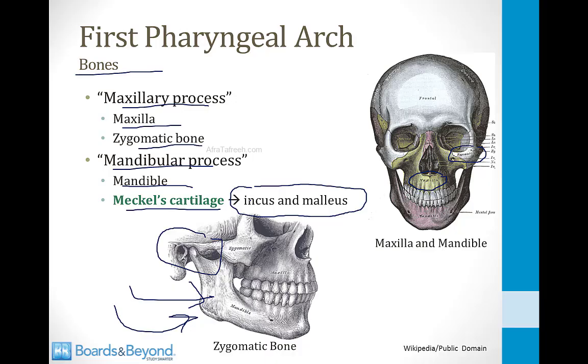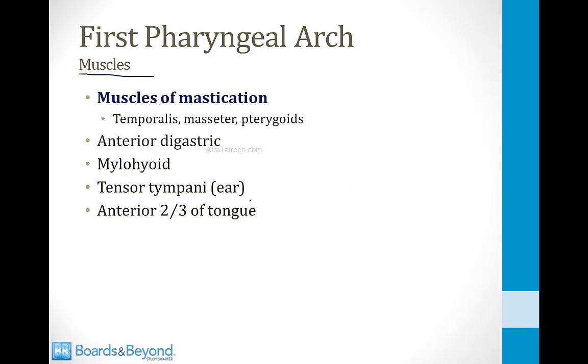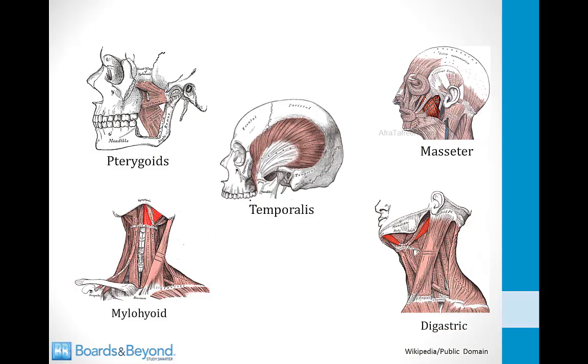to the mandible. The muscles of the first arch are muscles that are located near the jaw. That should make sense to you since this arch forms the mandible. So these include the muscles of mastication, the temporalis, the masseter, and the pterygoids, also the anterior digastric, the mylohyoid. This arch also forms the tensor tympani muscle in the ear, and it also forms the anterior two-thirds of the tongue. And these are some of the muscles that derive from the first arch.